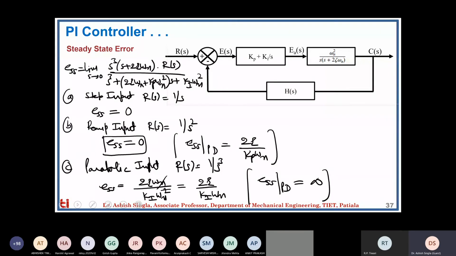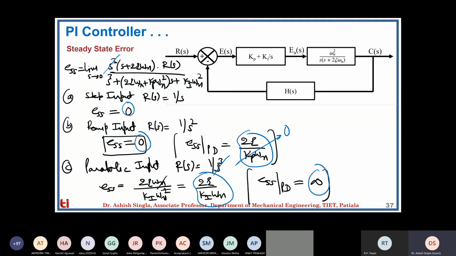And again, we can see for the step input it is 0. For the ramp input it is 0, because earlier, for the PD control, it was finite, which has now been reduced to 0. And for the parabolic input, because there is a 3s and there is a 3s, they will cancel out with this 3s. So this is reduced to a finite value, which was infinite earlier.